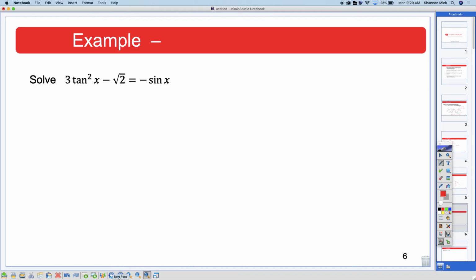Okay, we have two different ones, right? So I have 3 tangent squared x minus square root of 2 equals negative sine of x. So we do have a problem here. Do I have an identity that links tangent and sine together? Sine over cosine or cosine over sine. Okay, you do have that, but then you're bringing cosine into it. Do I have an identity that only has sine and cosine together?